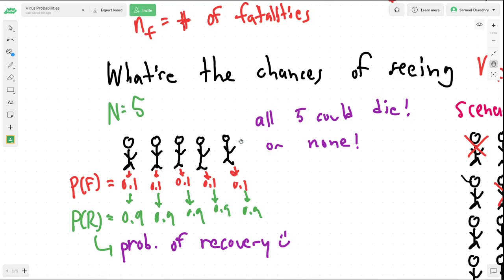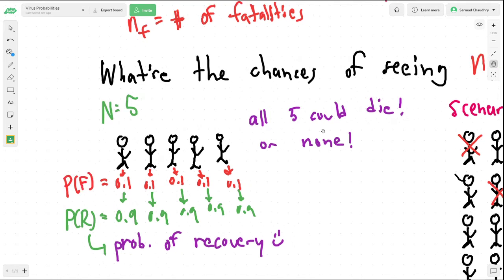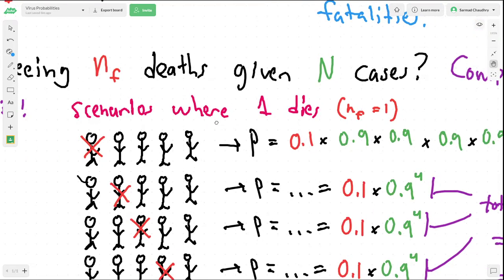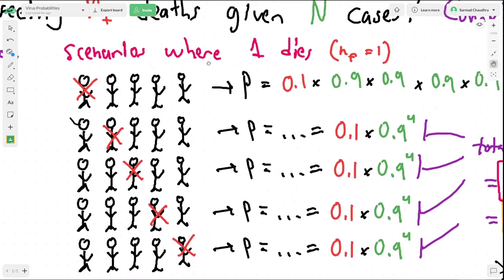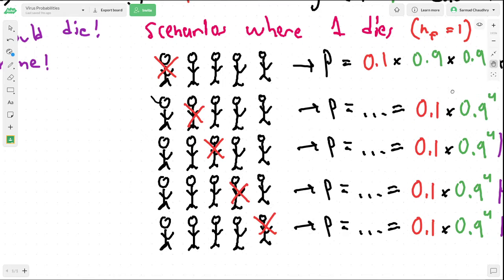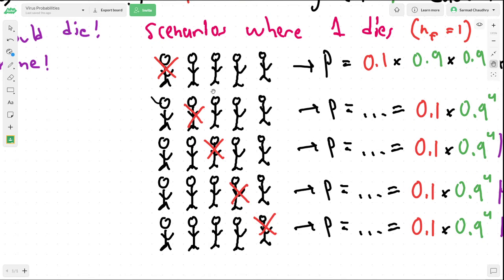What are the likelihoods of these things happening? So let's take a look at that. Let's talk about the scenarios where 1 of the 5 dies. All right, 1 person out of the 5 unfortunately succumbs to the disease. So NF is equal to 1 here. In these cases, we've got these 5 different scenarios I've put together.